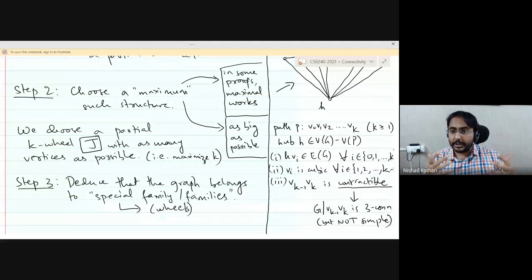There is going to be some repetition here because I've already shown you some of the arguments yesterday for the case of one wheel and two wheel, but now we are going to deal.